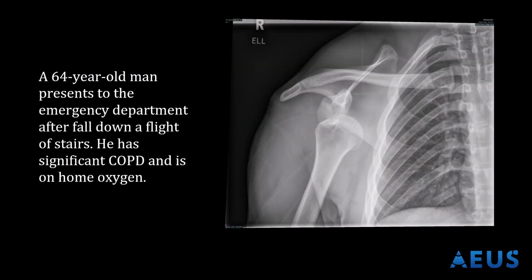Let's begin with a case. A 64-year-old man is brought to the emergency department by ambulance after a fall down a flight of stairs. He has significant COPD and requires supplemental oxygen at home. His x-ray shows an anterior shoulder dislocation. This patient's underlying respiratory disease makes procedural sedation riskier.